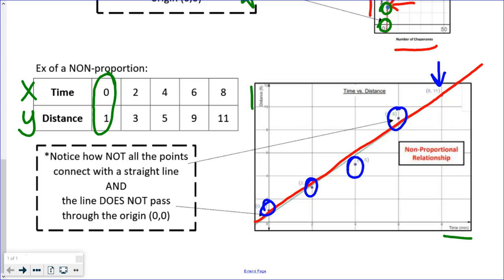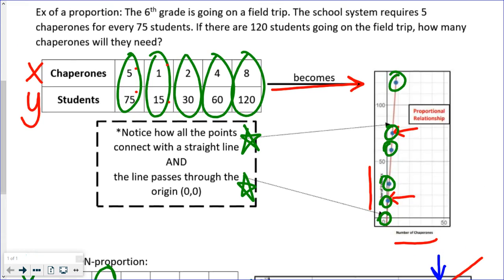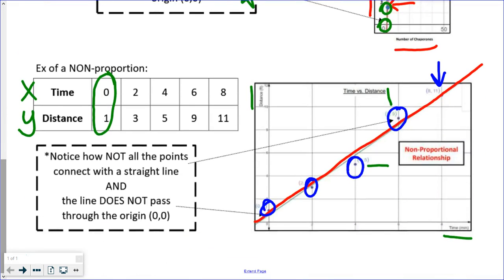You could have something that starts at 0, 0, but if all of the points are not on there, like we see with this one and that one, it automatically is not a proportion. It has to meet the criteria that we see here, where all of those points are on that line, and it passes through 0, 0. So if it meets the criteria, it's a proportion, which we see right there. And if it does not meet that criteria, it is not a proportion.